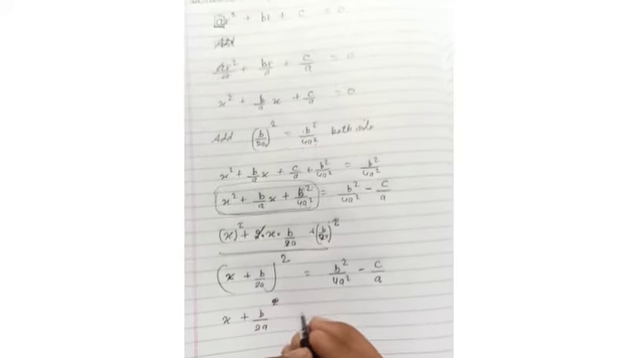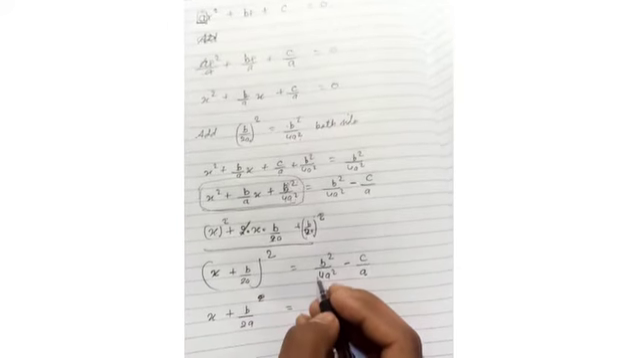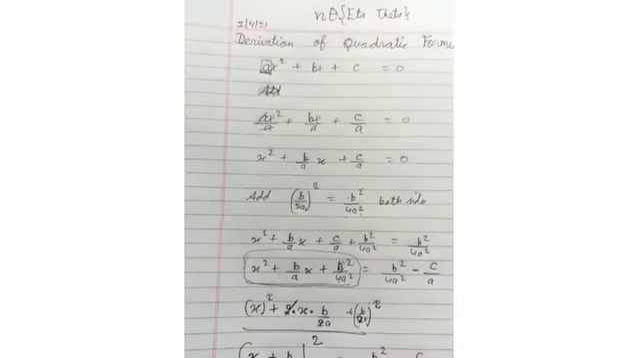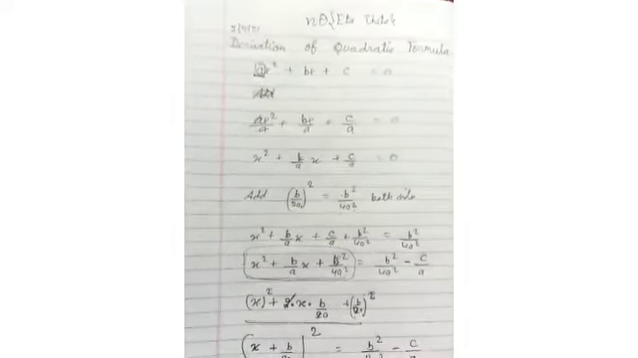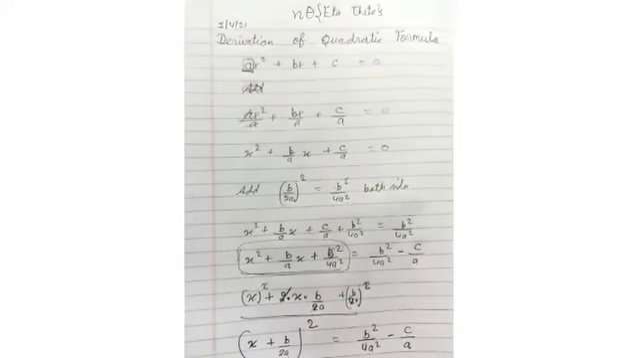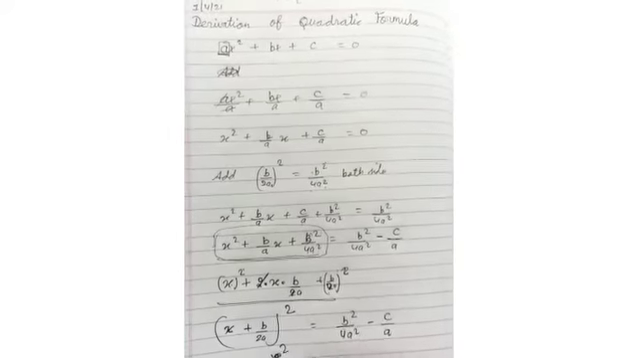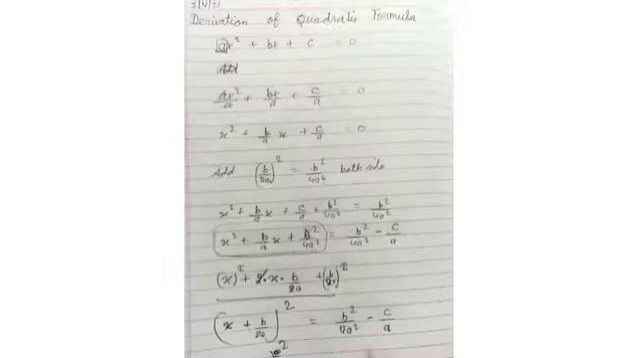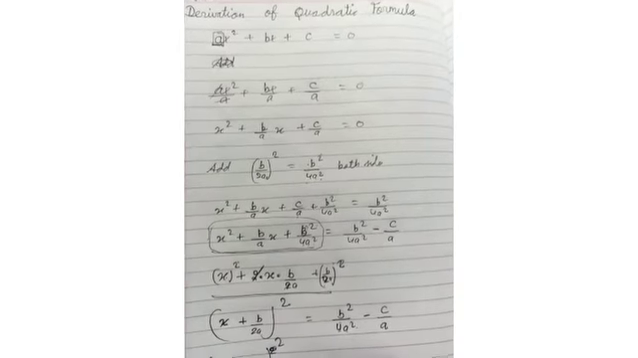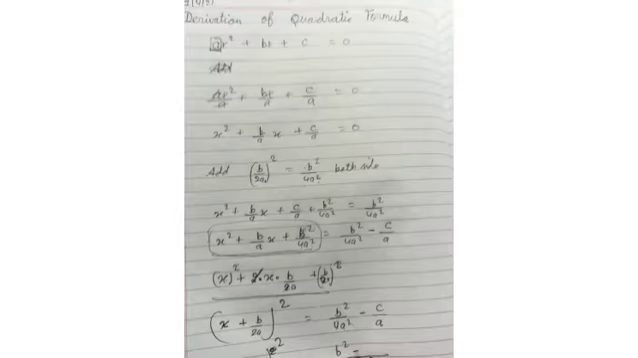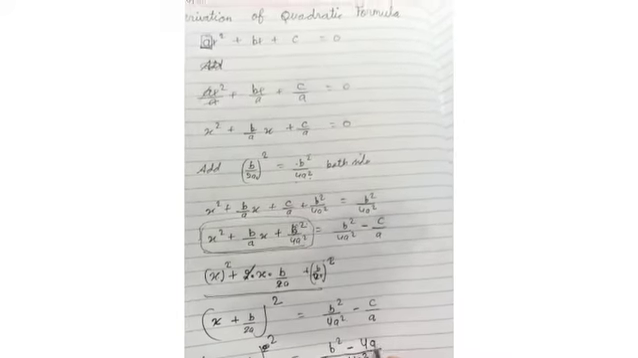Now first of all we can solve the right-hand side, this 4a² and this. Let it be like that only, here we should solve this. So the LCM of 4a² and a is 4a², so here we will get just b², and here we will get 4ac.